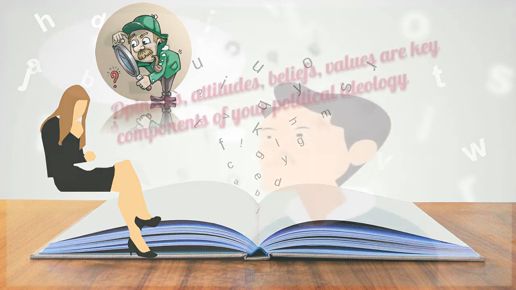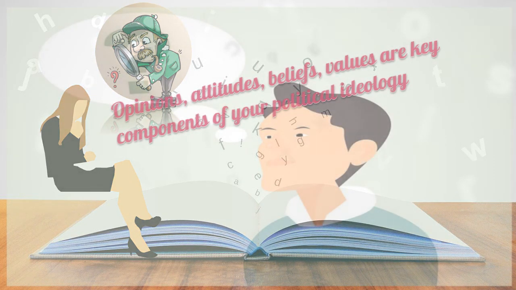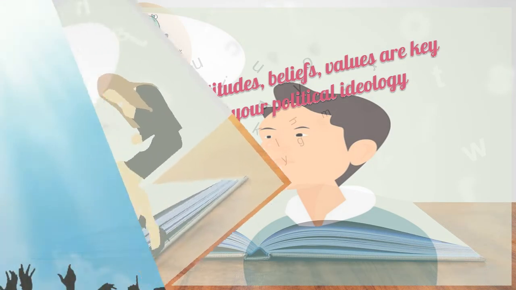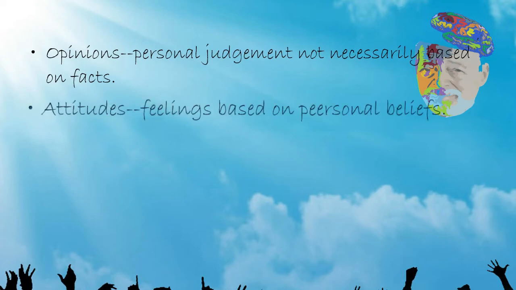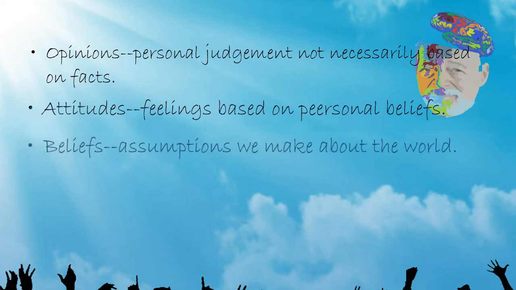Opinions, attitudes, beliefs, and values are interconnected concepts, and they are key components of your political ideology. Opinions are personal judgments not necessarily based on facts. Attitudes are feelings based on personal beliefs. Beliefs are assumptions we make about the world. Values are normative ideas of right or wrong that are deeply held in our brain.